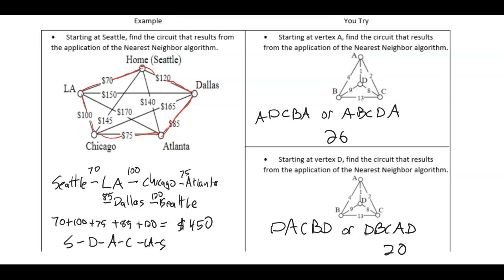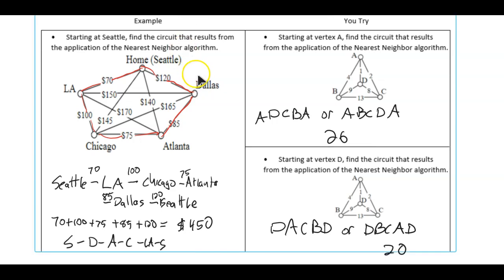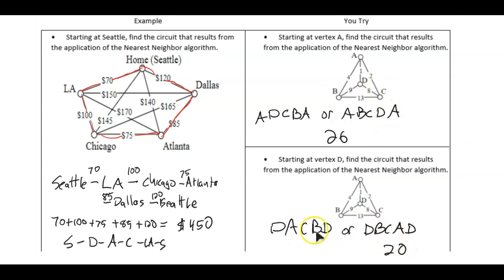So, we can apply the nearest neighbor algorithm starting at any individual vertex. And if you want to, you can start with all the different vertices and get even a better answer. Right now, I would say 20. One of these 2 circuits is probably one of the best answers we can get. But who knows until we look at them all.